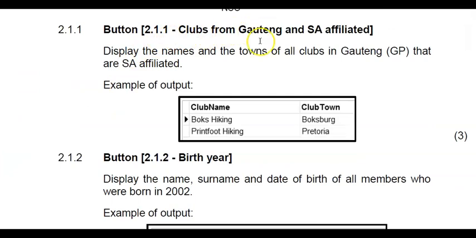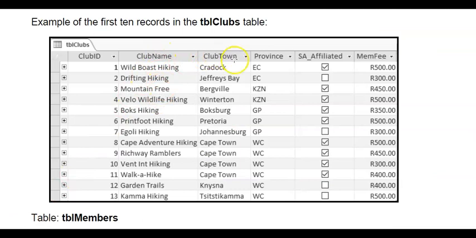In the first button here, we need to use SQL code to display the names and towns of clubs in Gauteng that are SA affiliated. It says example of output here, so therefore your output should look exactly like this. Pause the video and try it yourself. They needed the club name and the club town of those in Gauteng, and they did give you a hint in brackets that you have to search for GP, but they also wanted those that were affiliated to SA. So that was important to make use of a second condition there to ensure that you only show those records.